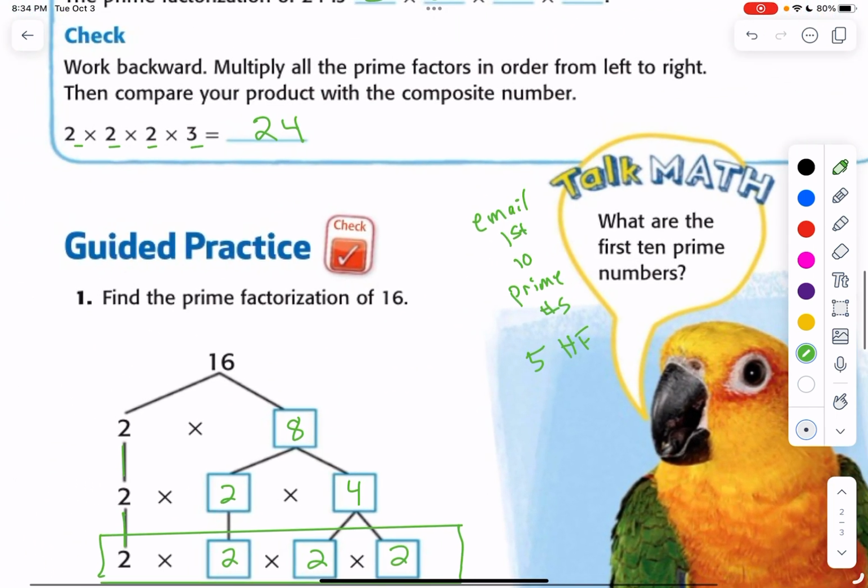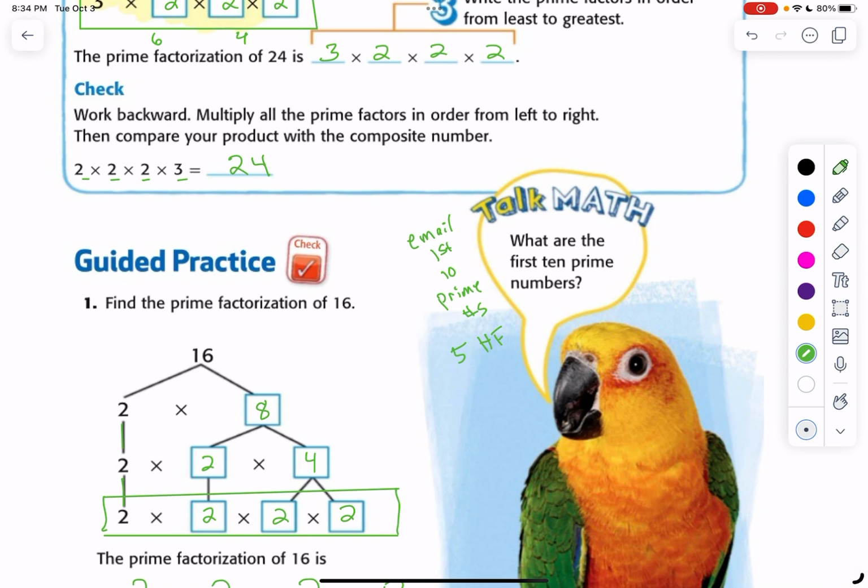Try some of these on your own. If you're really struggling with your math facts, you might want to use a multiplication chart. If you need help other than that, please feel free to come see me.